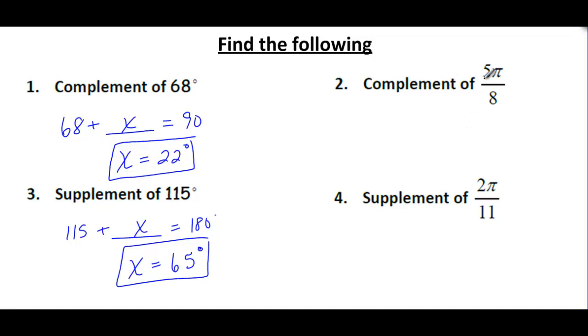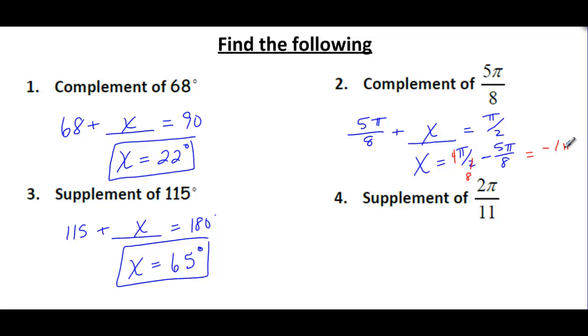But what if we're in radians? Again, it's the same thing. I know 5 pi over 8 plus something should equal 90 degrees. But we're in radians, so that's the same as pi over 2. So if I want to solve for x, all I'm going to do is subtract 5 pi over 8 from both sides. So if you remember, when you have fractions, you have to get a common denominator. My common denominator would be 8. So pi over 2 is the same thing as 4 pi over 8. Well, if I have 4 pi over 8 minus 5 pi over 8, I get negative 1 pi over 8.